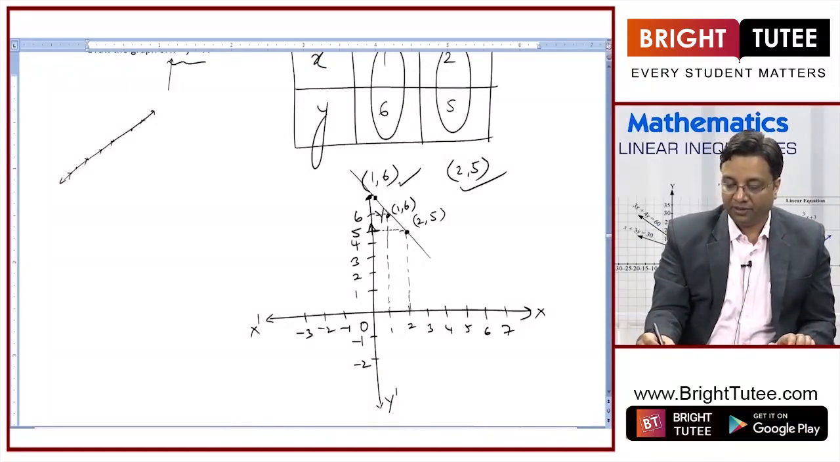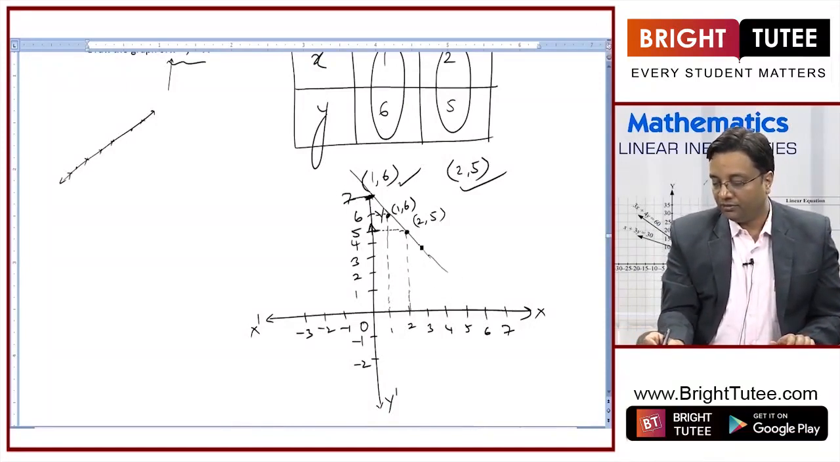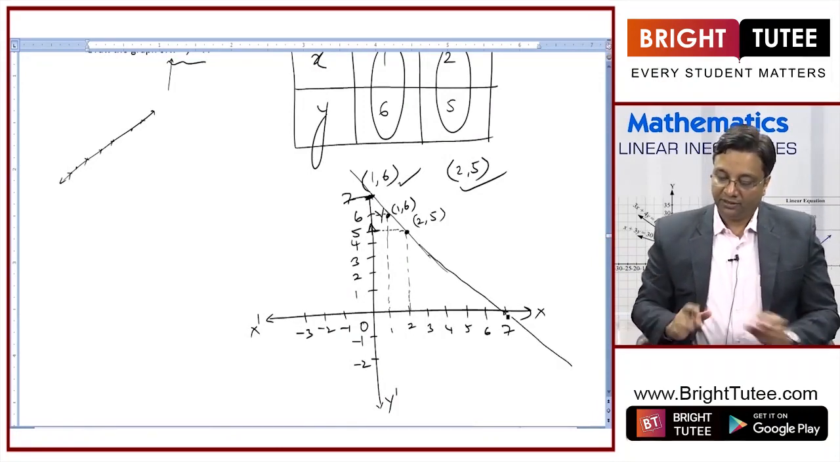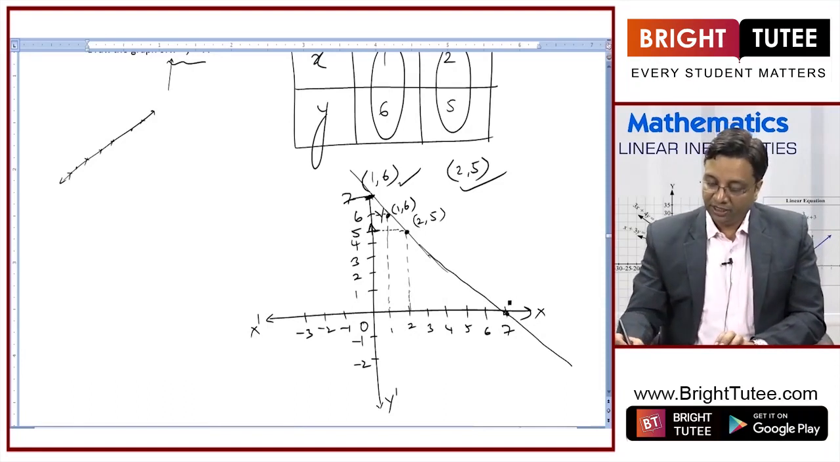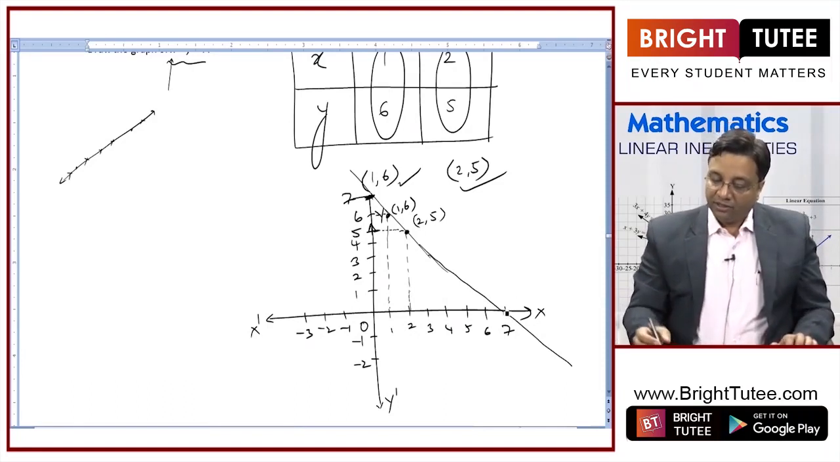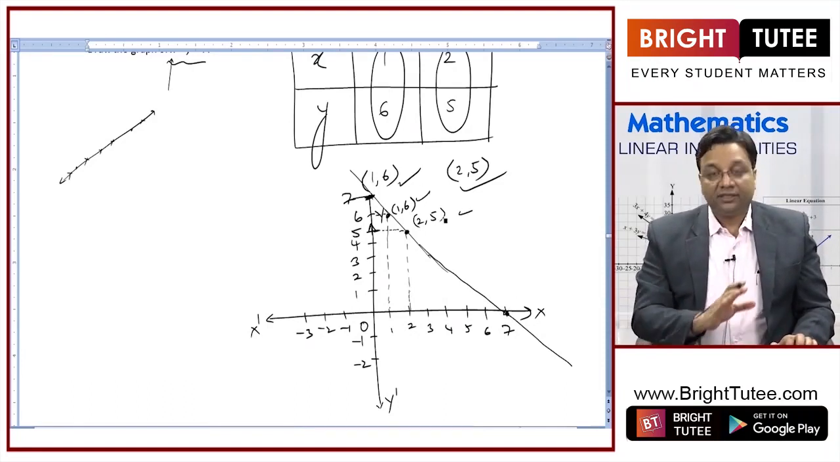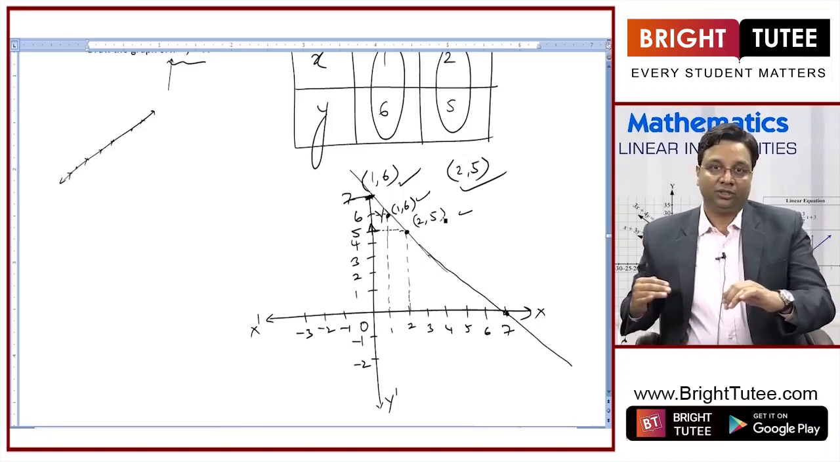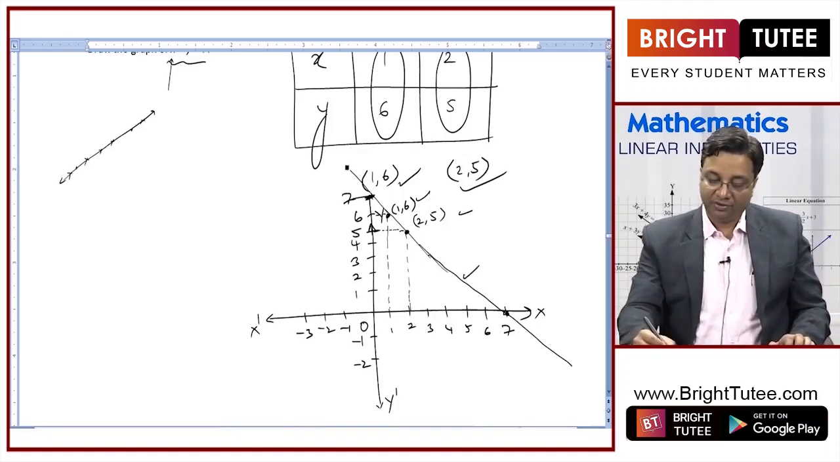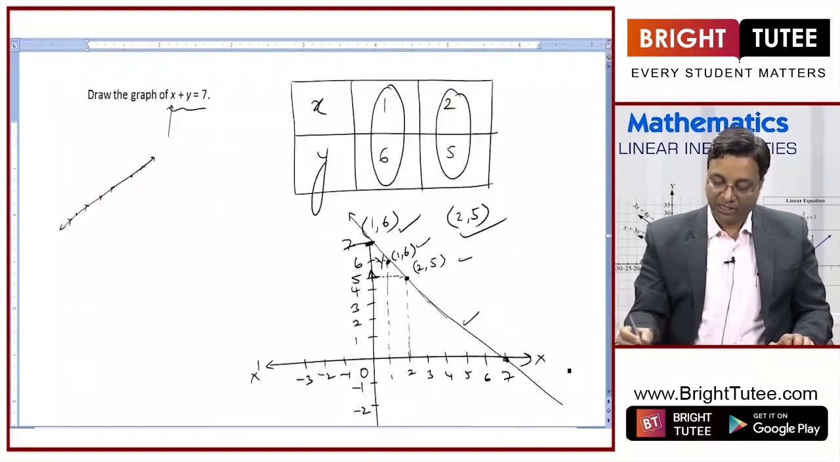Here it will pass through 7, and here it will pass through 7. This is a rough diagram, that is why it may not be a neat diagram here. So these are 2 points, so I draw this line passing through these 2 points. This is the graph of this equation, x plus y equals 7.